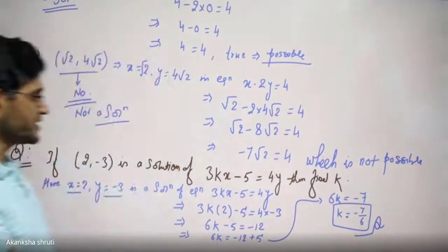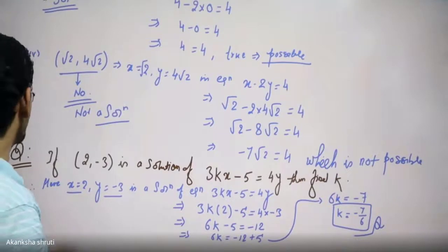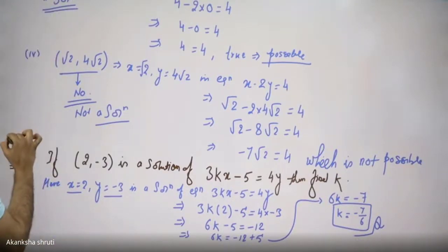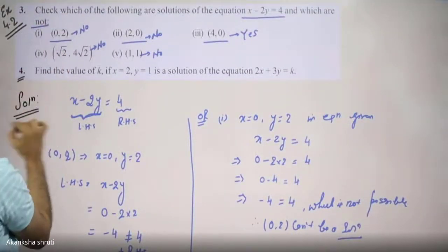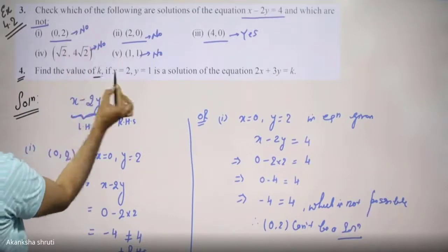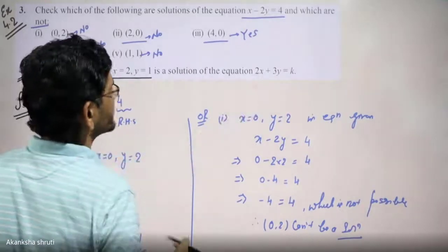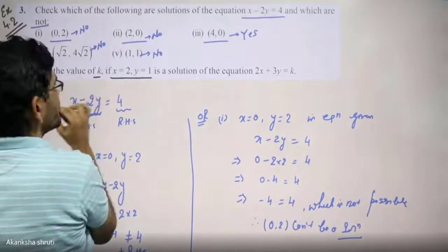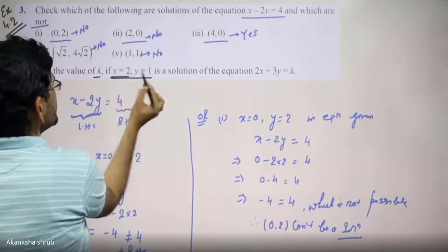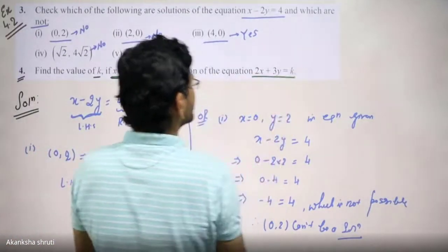Okay, students? This kind of question is asked many a time in our examination and is one of the most important questions, so do not forget this. Such questions are also present in your book. Let us consider question number 4. Find the value of k if x is equal to 2, y is equal to 1 is a solution of this one. Very easy, students. We have to find the value of k.